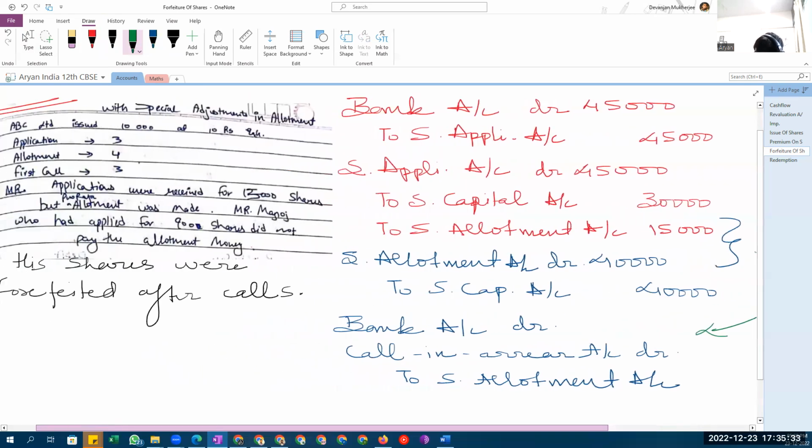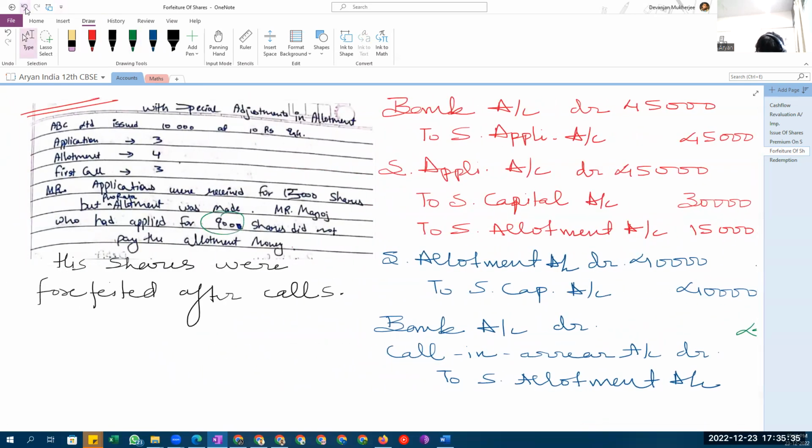But because of this person who had applied for 900 shares and did not pay, he would have gotten only 600 shares. Let's work out the ratio first. 15,000 is to 10,000, the original ratio. That means 5 threes are 15, 5 twos are 10, so 3 is to 2. So if he had applied for 900, he must have gotten 600: 3 threes are 9, 3 twos are 6, the same ratio.